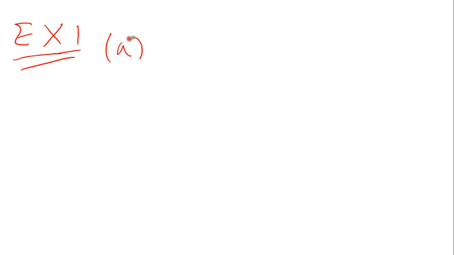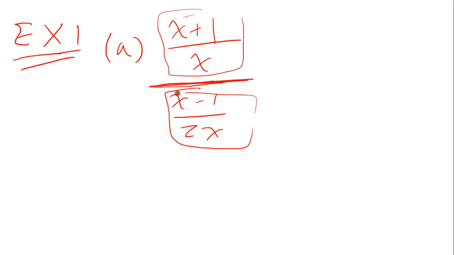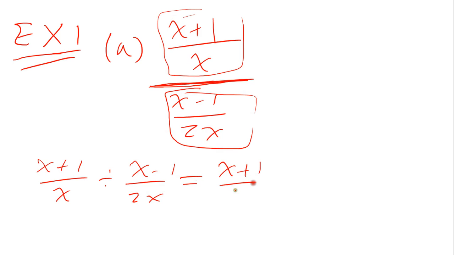Alright, so x plus 1 over x, all over x minus 1 over 2x. This big division symbol is saying divide this fraction by this fraction. So I'm saying x plus 1 over x divided by x minus 1 over 2x, which is equal to x plus 1 over x, flip the second one and multiply, 2x over x minus 1.